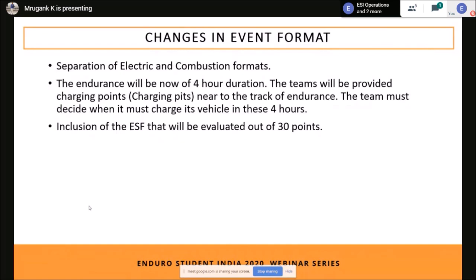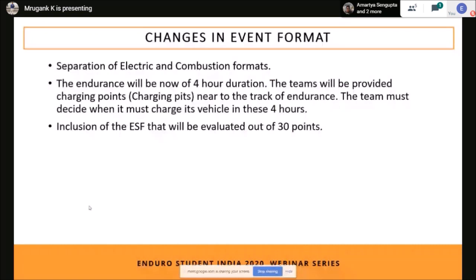The teams have the option to charge their car whenever they want. So it's the team's decision how to utilize the 4 hours. Say they want to run their car for 2 hours, charge their car for half an hour, and run their car again for the remaining time, it's okay. If they want to charge in the beginning and then run for 3 hours, that's fine. There is no restriction as to when you will charge your vehicle and when you will run your vehicle.